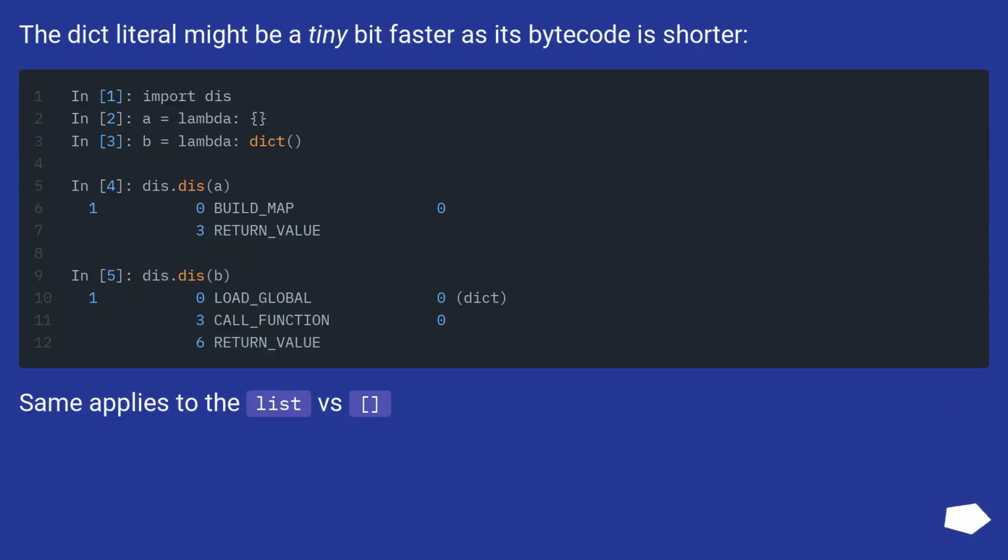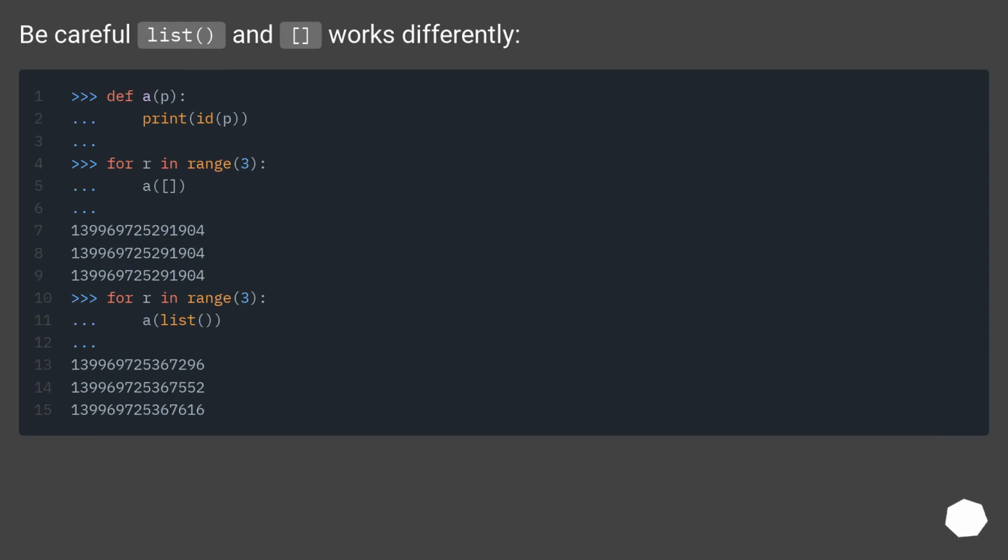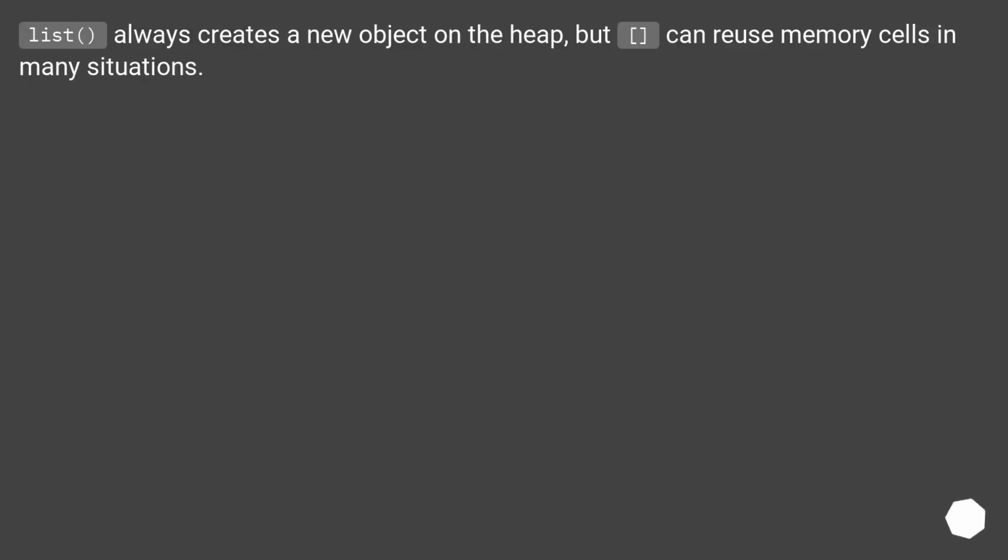The dict literal might be a tiny bit faster as its bytecode is shorter. Same applies to the list versus. Be careful, list end works differently. List always creates a new object on the heap, but can reuse memory cells in many situations.